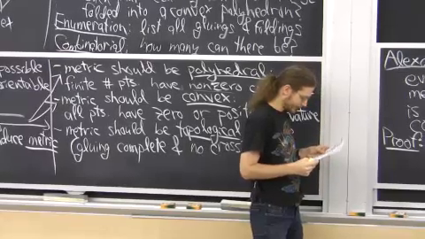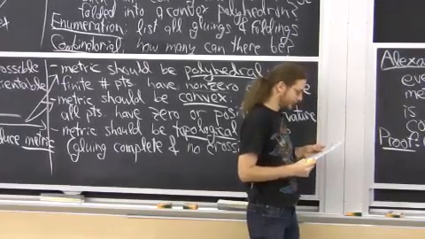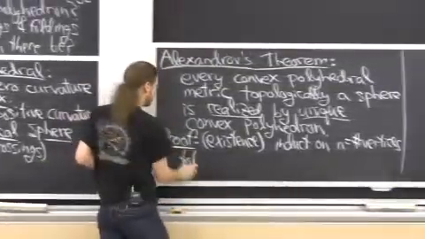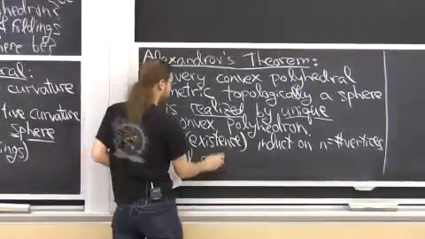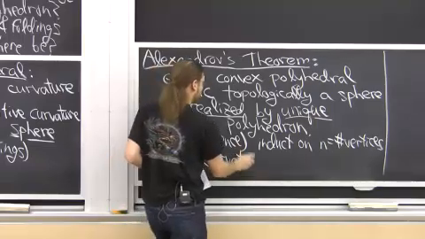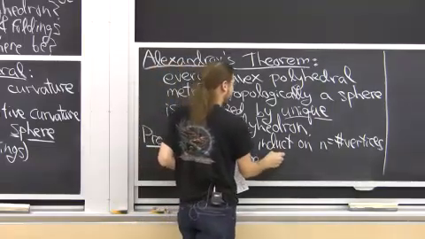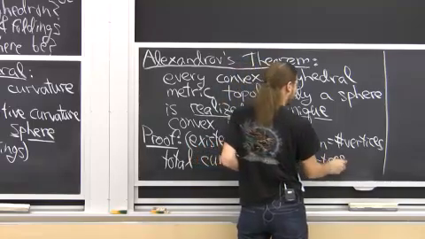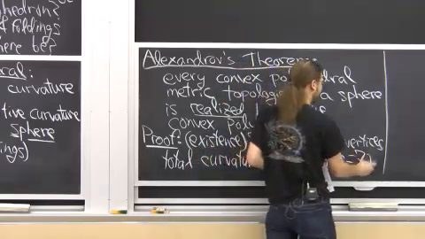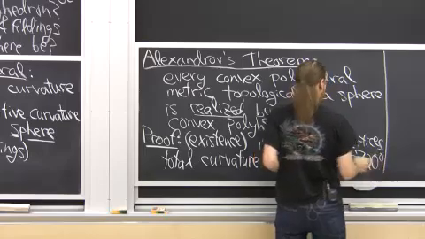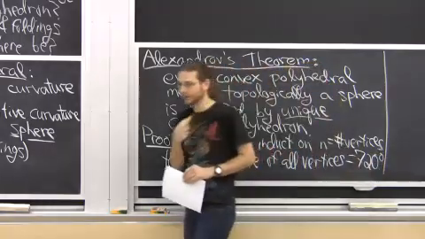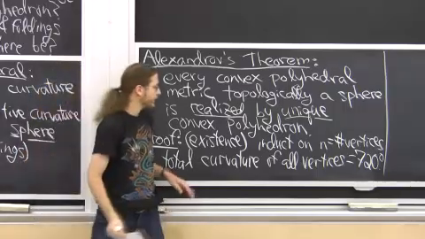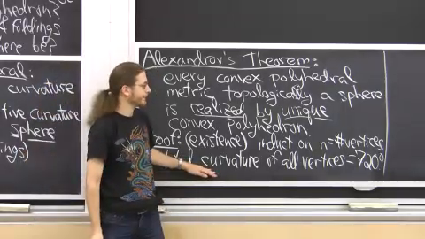Before we get to the crazy idea, I need an important fact, which is total curvature, if you sum over all vertices, is 720 degrees. This is actually true even of non-convex polyhedra. As long as you have something homeomorphic to a sphere, topologically a sphere, total curvature is 720.